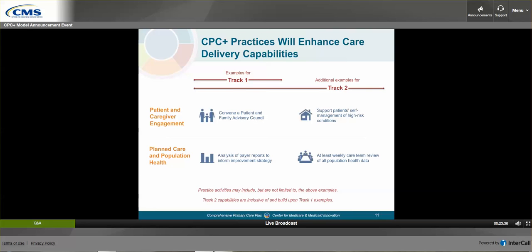I'll bet this seems like a lot of work that practices are going to be doing on care delivery, and we know that it is. We think that these requirements are all critical to achieving the aims of the model. We also know that this will require financial resources to support the work. And I'm going to let Sarah McHugh talk now about the payment structure of the model. Thanks, Laura.